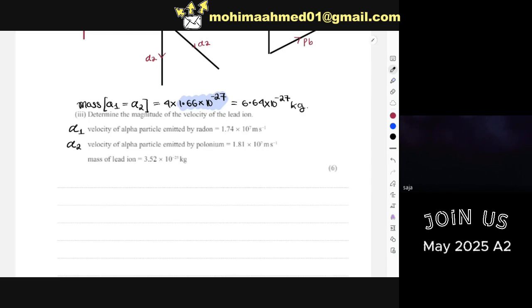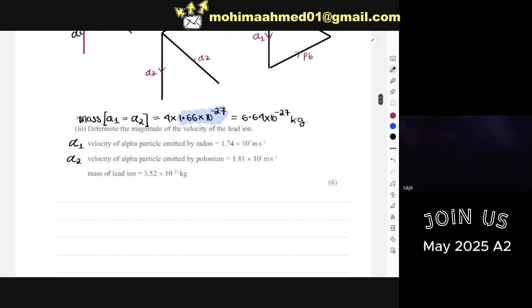Yes, Saza? Do we not get the mass on the formula sheet? Yes, it will be given in the formula sheet at the very end of your paper. And I would suggest memorize these few things. They're going to be very few constants that you have to memorize in A2. I mean, you can obviously take your answers from the very bottom of your paper, but I would still suggest memorize these values. Now, I want to find out the velocities of the lead ion, right?